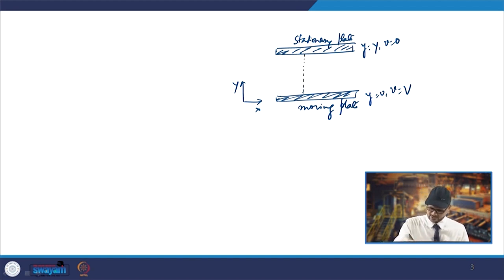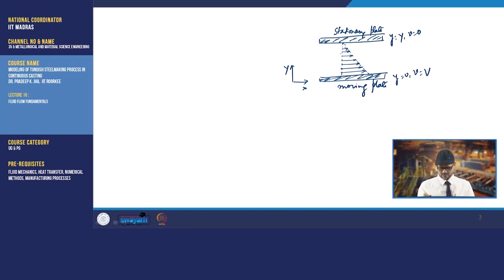So this plate is stationary, it will stay stationary itself, but the fluid which is here will start moving with the velocity v. So you will be seeing a kind of velocity gradient as we move in this direction.